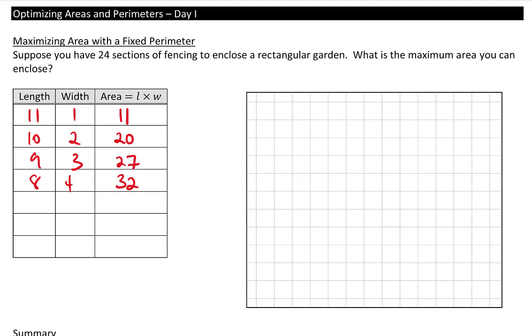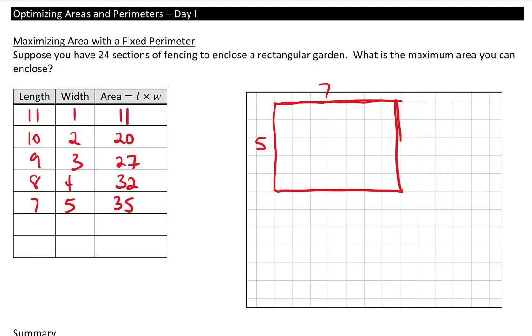And then the next one is going to be 7 by 5. So we can check that out. So there's our length of 7 by 5. That gives us an area of 35. And again, if we count up all the fencing we used here, 5 and 5 is 10, 7 and 7 is 14, so the total number of fence pieces we used were 24.